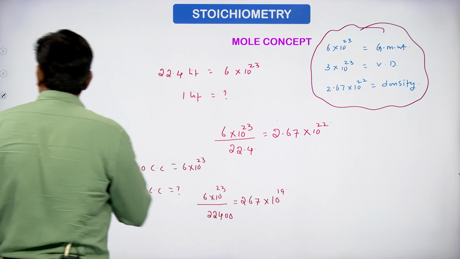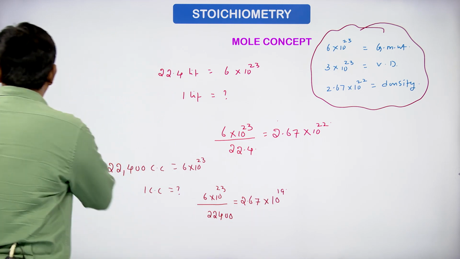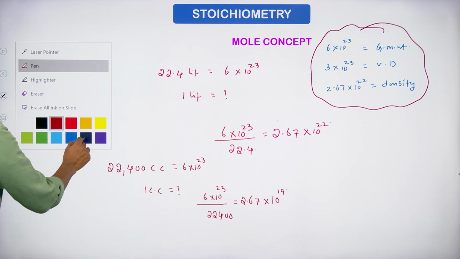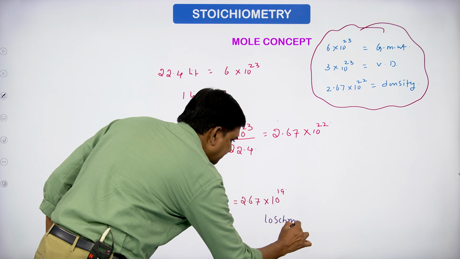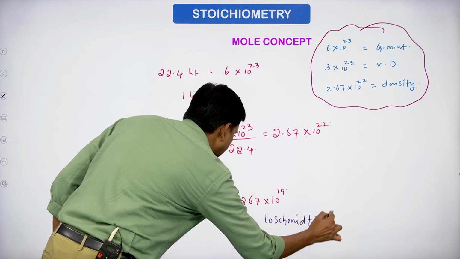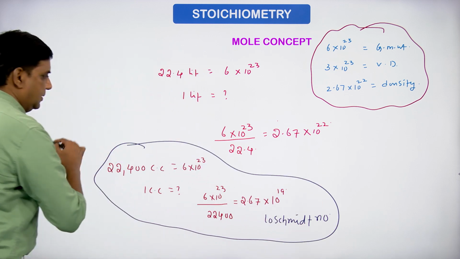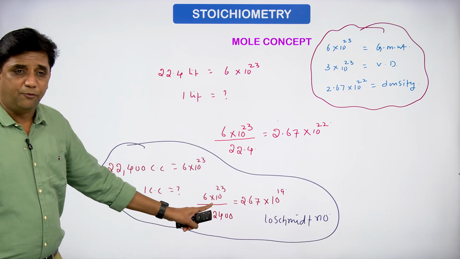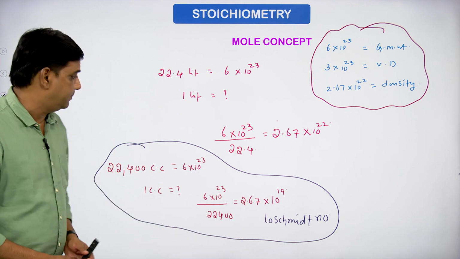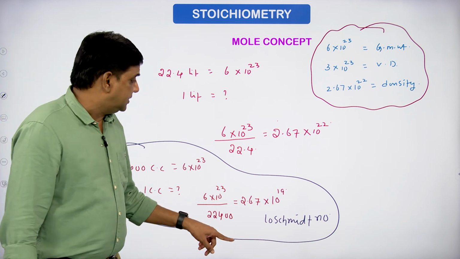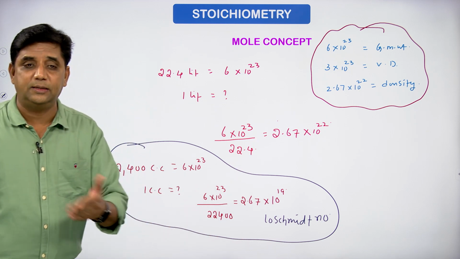This is the number of molecules present in 1 cc of the substance, and this is known as the Loschmidt number. So 1 cc of the gaseous substance will contain 2.67 into 10 power 19 molecules at STP conditions.